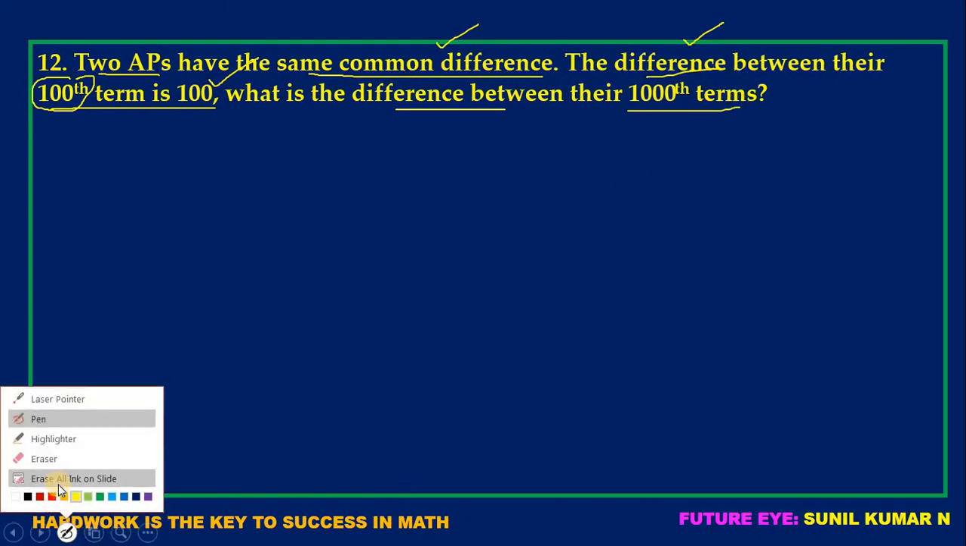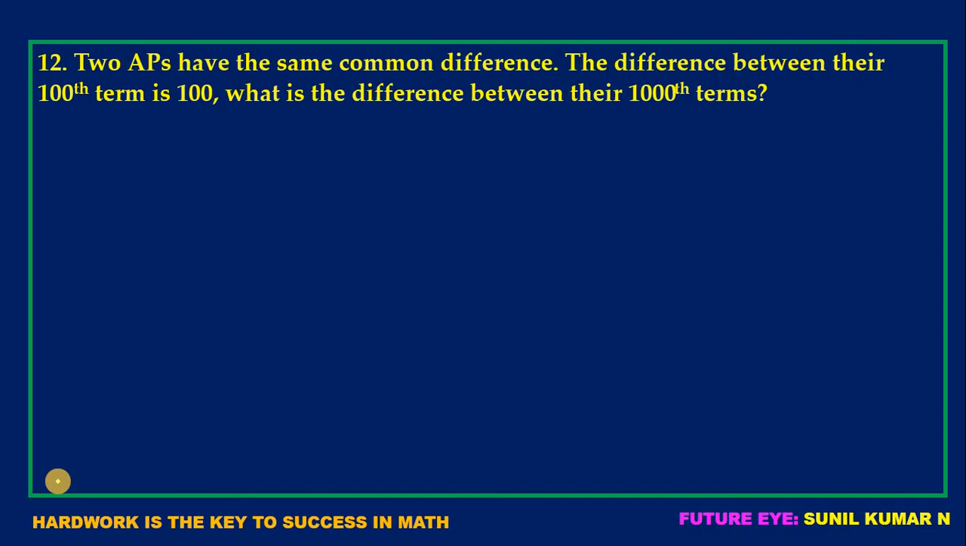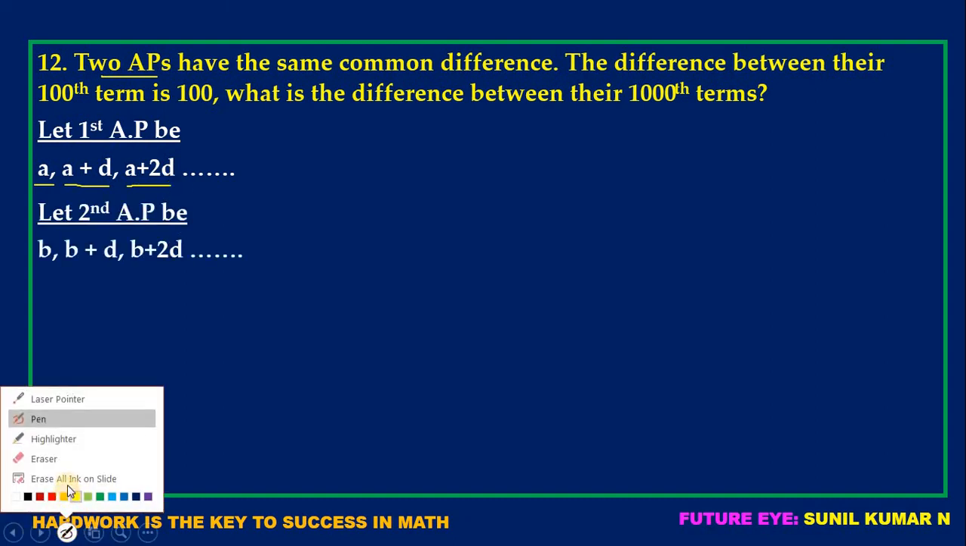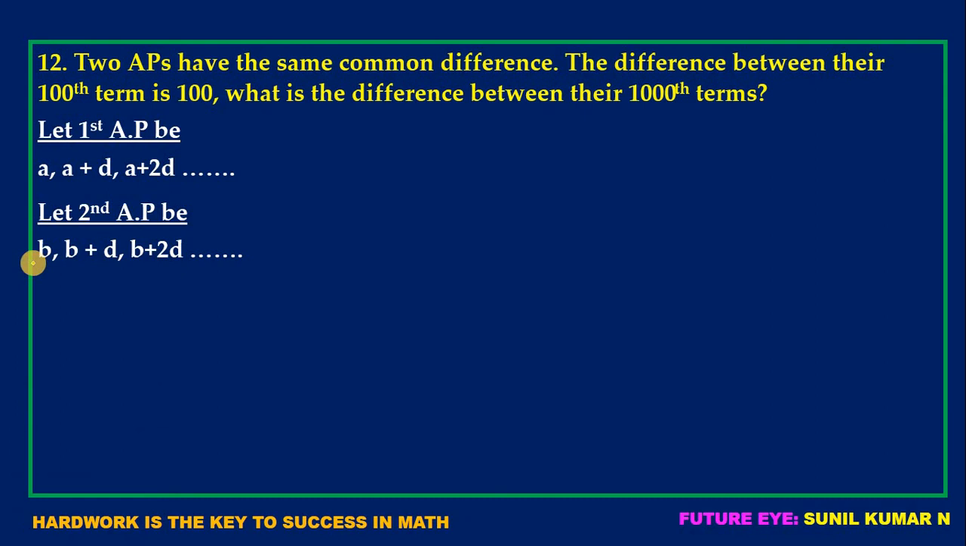So for that, what you want to do first is, here they have clearly said two APs. So two APs we have to consider. The first AP be just like this, our general terms A, A plus D, A plus 2D, and so on. And the second AP you consider like this, children. So I'm just replacing A by B. I hope you got why I'm doing like this. But D I'm only taking for the common difference, because they clearly said both the APs have the same common difference.